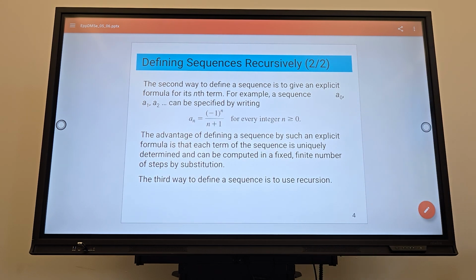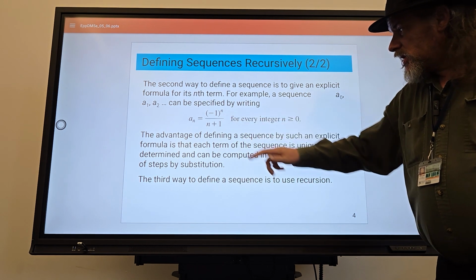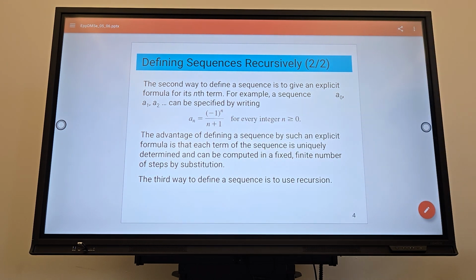So, the second way to define a sequence is to give an explicit formula for its nth term. For example, the sequence a0, a1, a2, etc. can be defined by writing this formula. Okay? The advantage of defining a sequence by such an explicit formula is that each term of the sequence is uniquely determined and can be computed in a fixed finite number of steps by substitution.